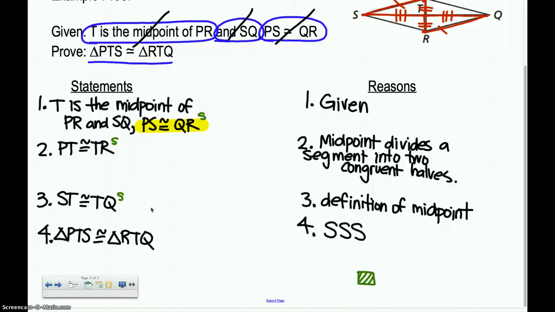Remember that idea of midpoint to get sides congruent? PT and TR from the midpoint. ST and TQ from the midpoint. Side, side, side. Once you've shown side, side, side, your two triangles are congruent. The reason is because you used side, side, side. So it's the first way to prove two triangles congruent. A lot faster, a lot easier too.